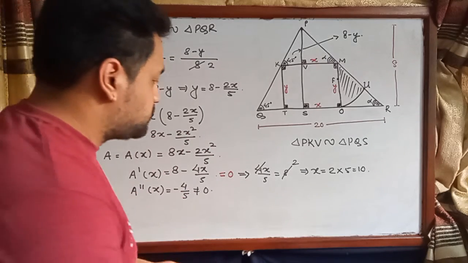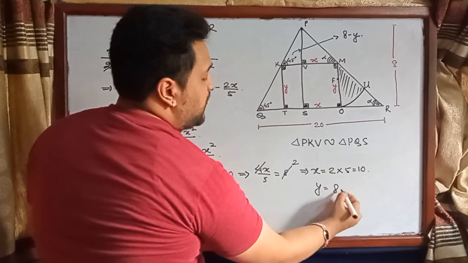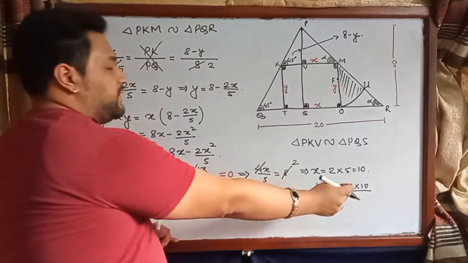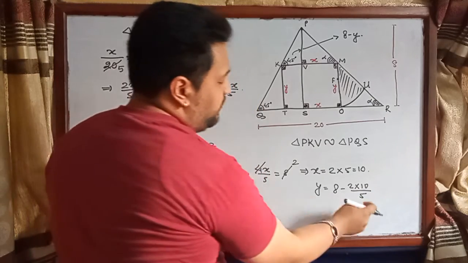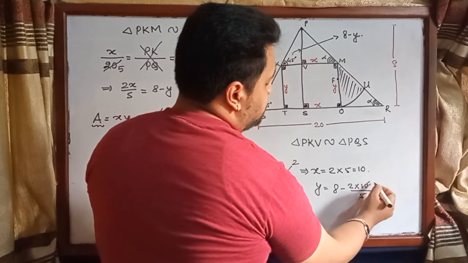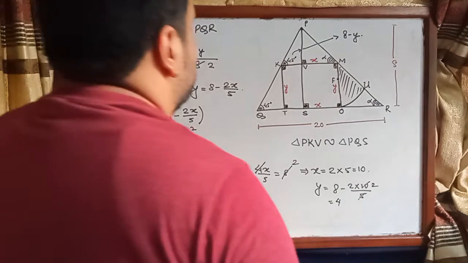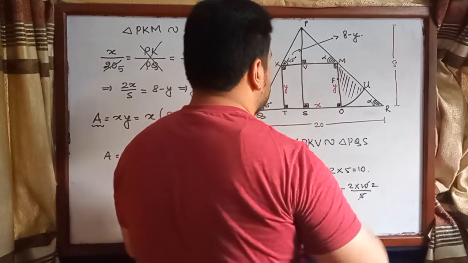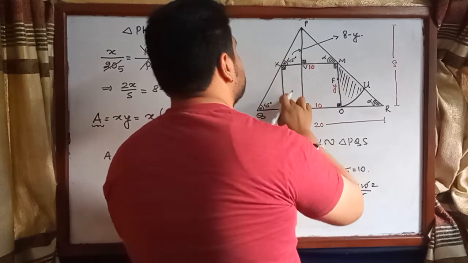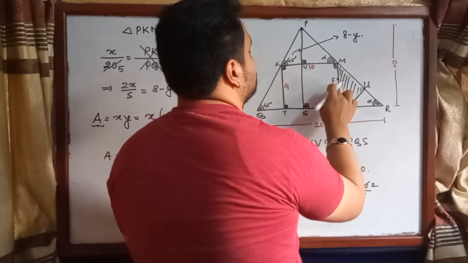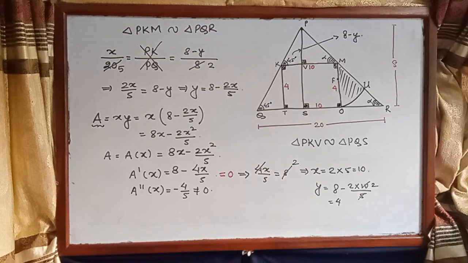Now, if x is equal to 10, then y is equal to 8 minus 2 times 10 over, using the value of x in this equation, we get 8 minus 2 times 5 over 5. This is what I've done here. This is equal to 4. Okay, so we have x equal to 10 and y equal to 4. Okay, all right.